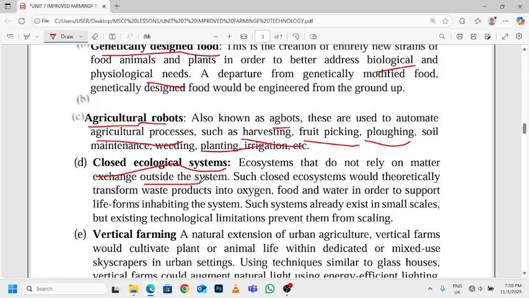Such a closed ecosystem would theoretically transform waste products into oxygen, food, and water in order to support the life forms inhabiting the system. So we are producing a kind of cycle. From those wastes, it should produce something that can be used. You can transform the waste into oxygen, and the oxygen is used by us people to breathe. Talk about food.